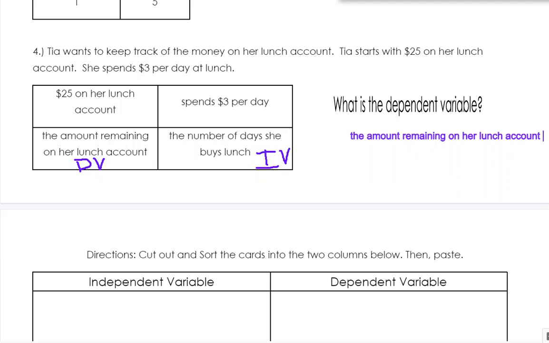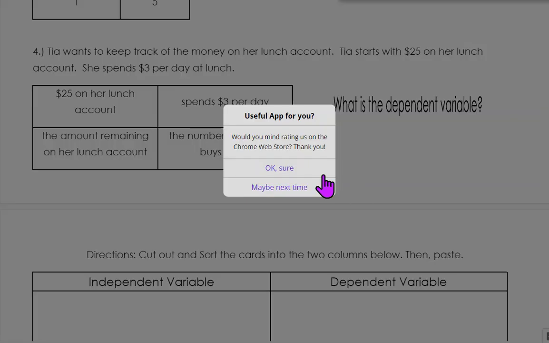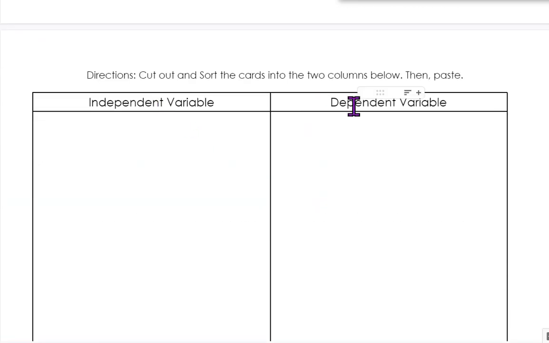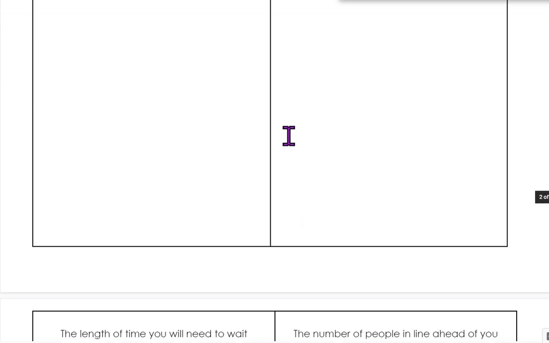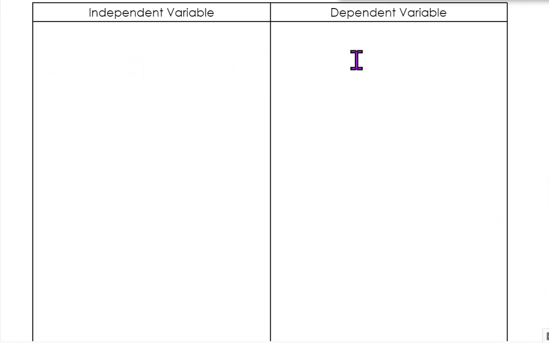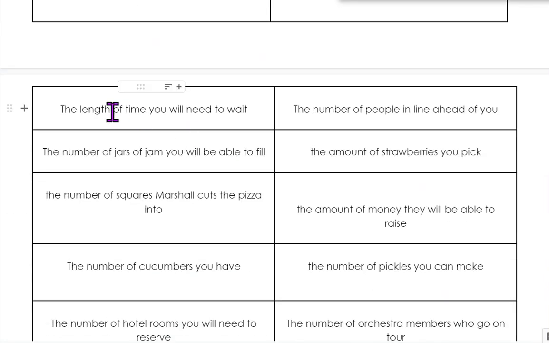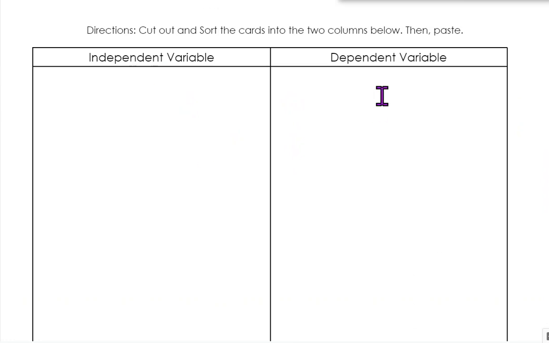Okay, all right, so what you're going to do, down here below, there are 2 different things. It says independent variable, dependent variable. And on the last page, there's a whole bunch of situations. You're going to cut these out and glue them under whether you think it's the independent variable or the dependent variable, right? So like this first one, these are related to each other going across, okay? So this one says the length of time you'll need to wait and the number of people in line ahead of you. So those are our 2 things that are related to each other. The number of jars of jam that you'll be able to fill and the amount of strawberries you pick, those two are related to each other, right? So each row is related, and you've got to figure out which one's the independent variable and which one's the dependent variable.